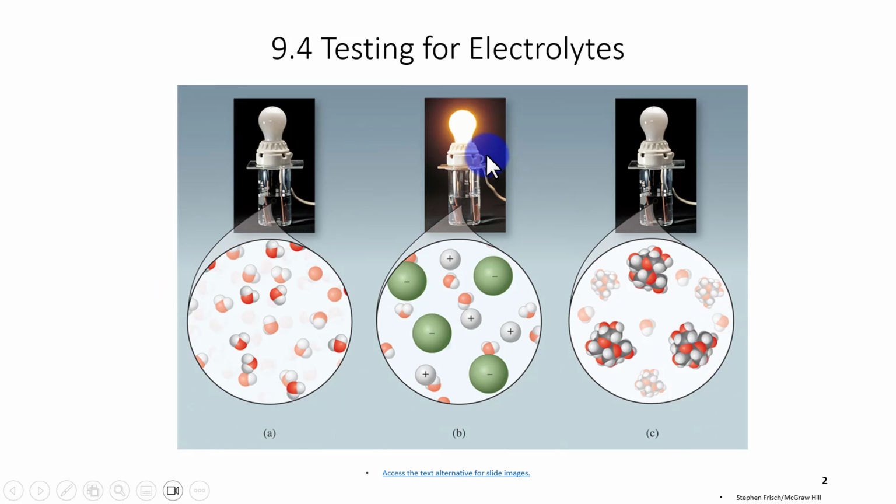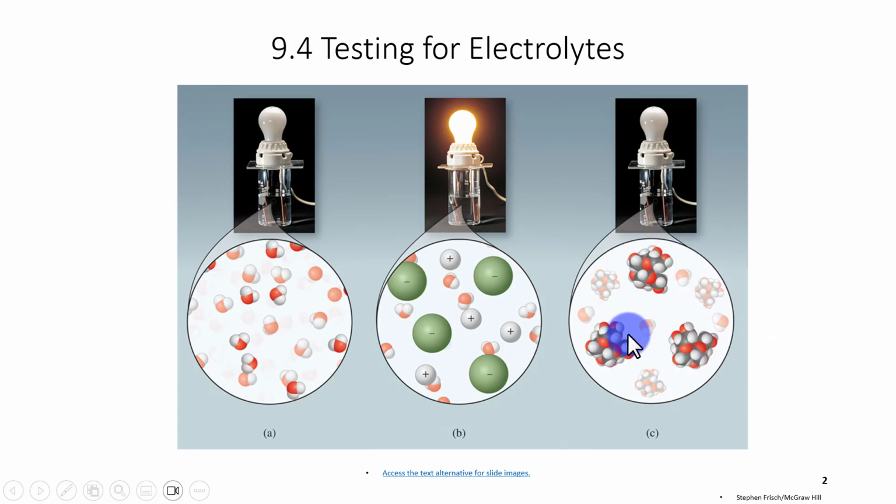Here's how we test for electrolytes. We can hook a battery up to a light and see which solutions light it and which don't. Here is pure water. I have nothing dissolved in it. As you can see, with pure water, no electricity flows through that circuit because I don't have any ions really in solution.